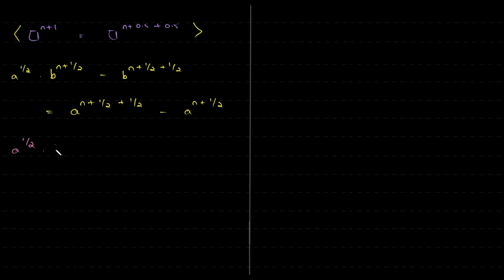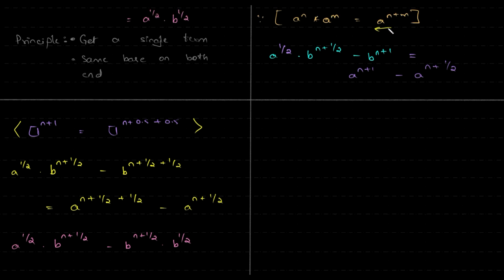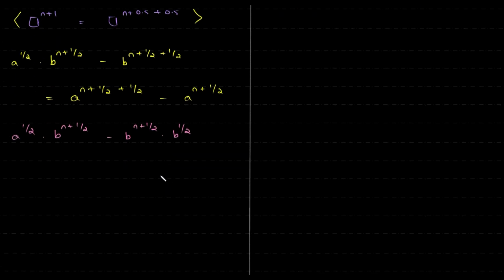A to the power of half into b to the power of n plus half minus b to the power of n plus half into b to the power of half. Again, I just made use of this particular formula, the other way around. Similarly, I'm going to rewrite the RHS as a to the power of n plus half into a to the power of half minus a to the power of n plus half. Now on the LHS, what is happening? I have b to the power of n plus half, that is common over here, and this is common over there. I think I didn't miss anything.